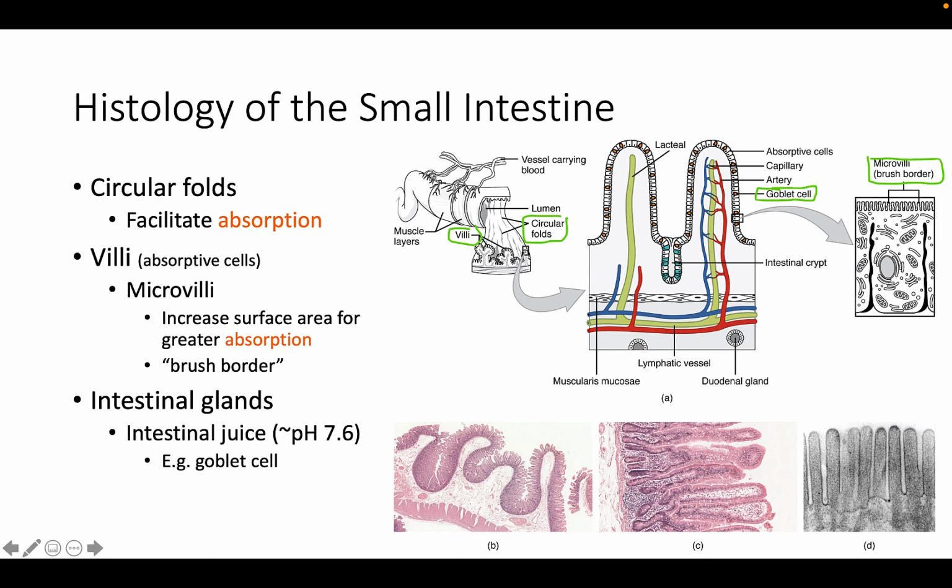Within these circular folds are small hair-like vascularized projections called villi. These are villi here, and they're vascularized because they have lymphatic vessels and veins and arteries supplying them. The mucosal epithelium, primarily composed of absorptive cells, covers the villi, so you can see these simple columnar epithelial cells lining these villi.